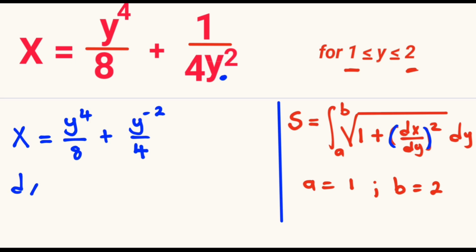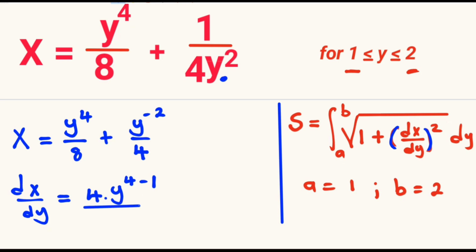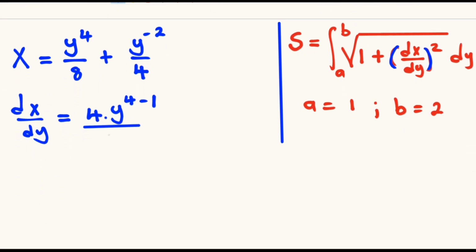So the derivative of x with respect to y will be equal to the derivative of y to the power 4, which is 4 multiplied by y to the power 4 minus 1 from the exponent of y, and this is divided by the 8, plus the derivative of y raised to the power negative 2, which is equal to negative 2 multiplied by y raised to the power negative 2 minus 1 from the exponent of y, and this is divided by 4.